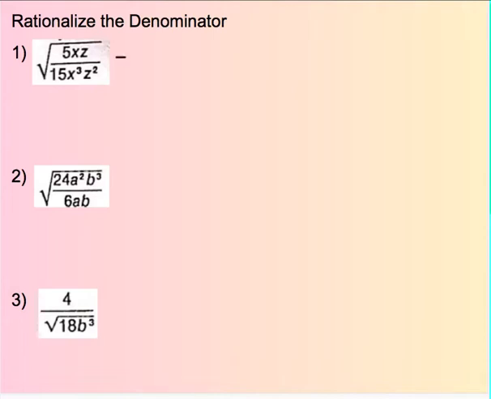So in our first example, we have 5 over 15, which simplifies to 1 over 3. X over x cubed simplifies to 1 over x squared. And z over z squared simplifies to 1 over z. So now when I rationalize the denominator, I have smaller numbers and variables to work with. Also, I can simplify the square root of x squared. That's going to come out of the radical as 1 over x before I simplify that denominator.